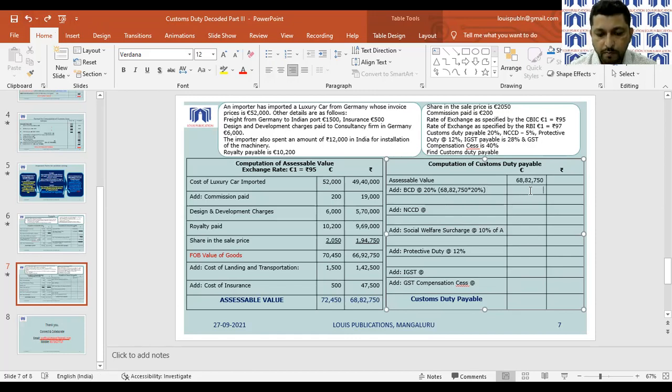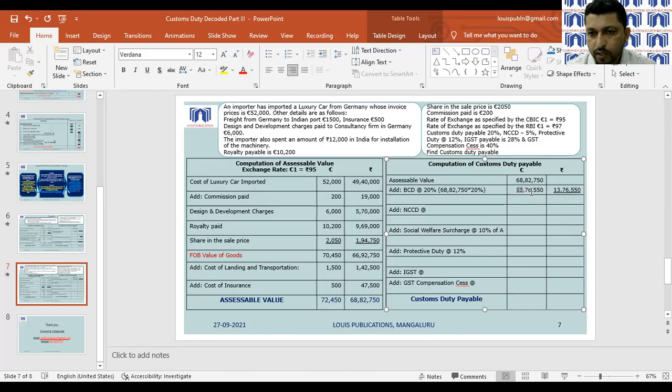68,82,750 into 20% will give you 13,76,550. I record the same number here in the outer column. 13,76,550. That will be the value.